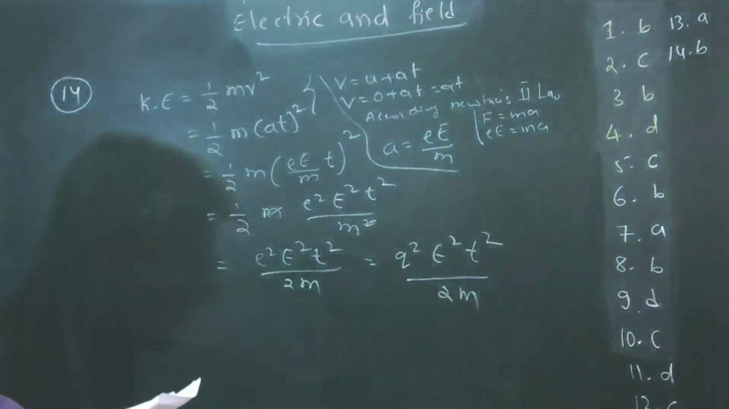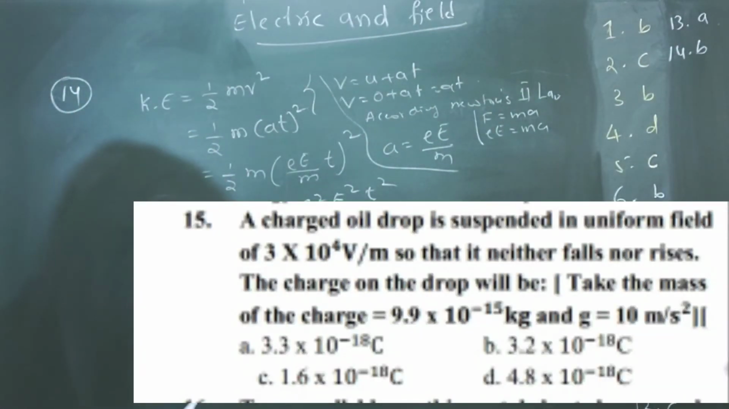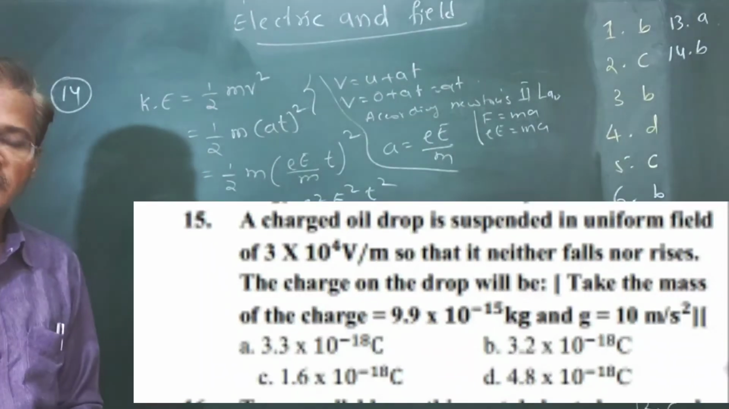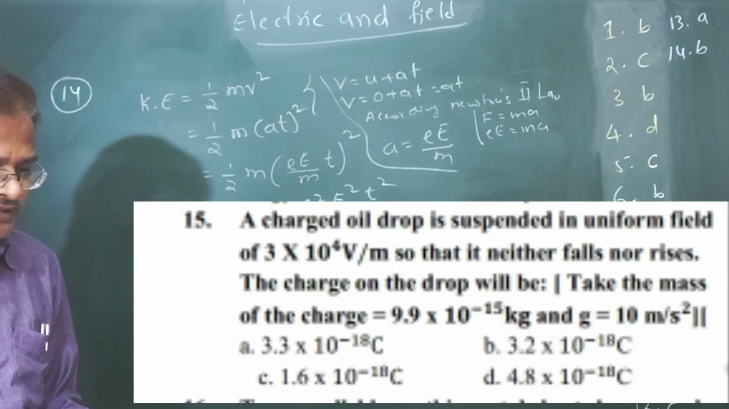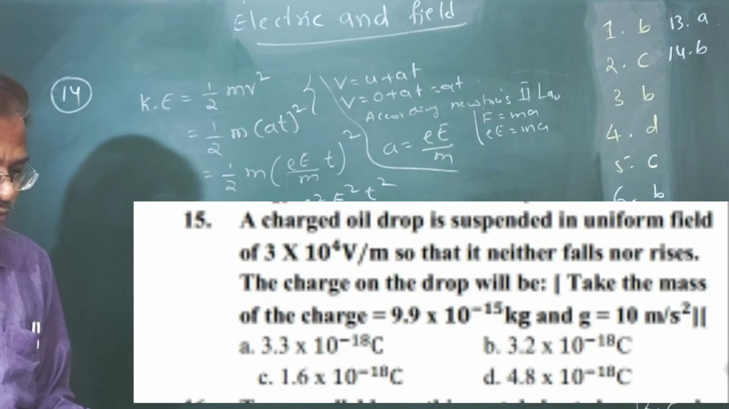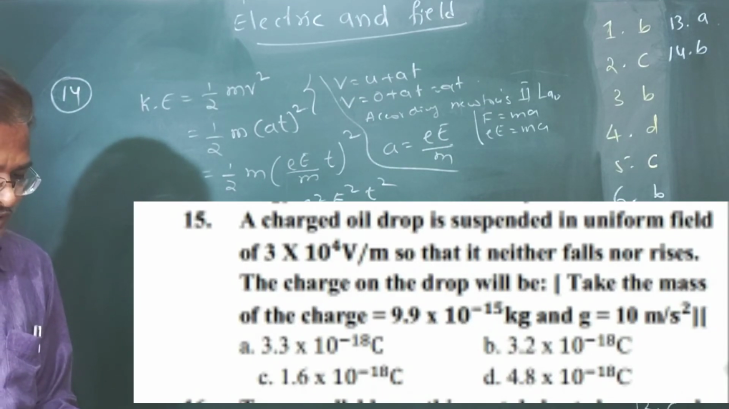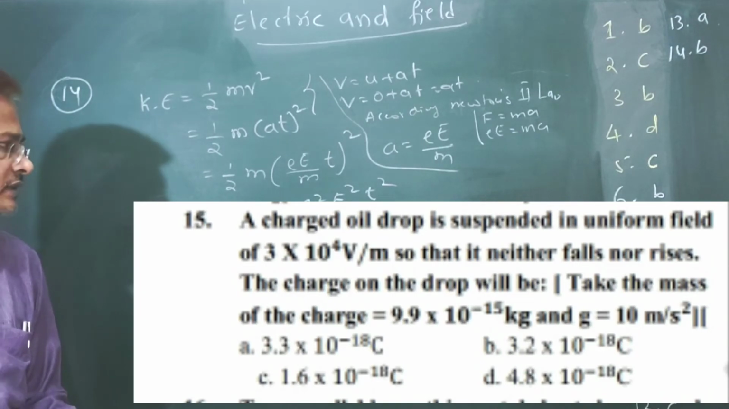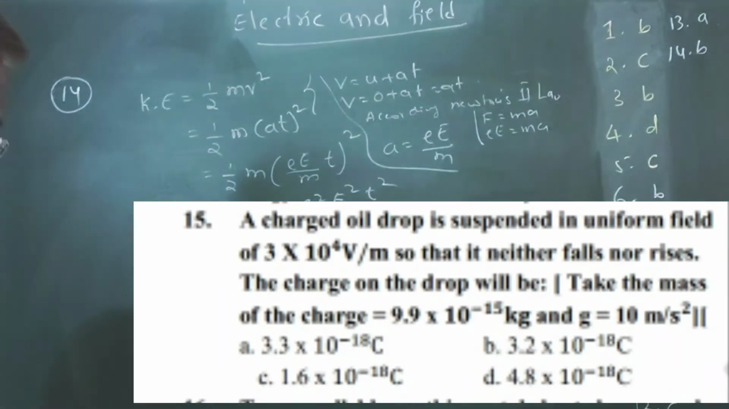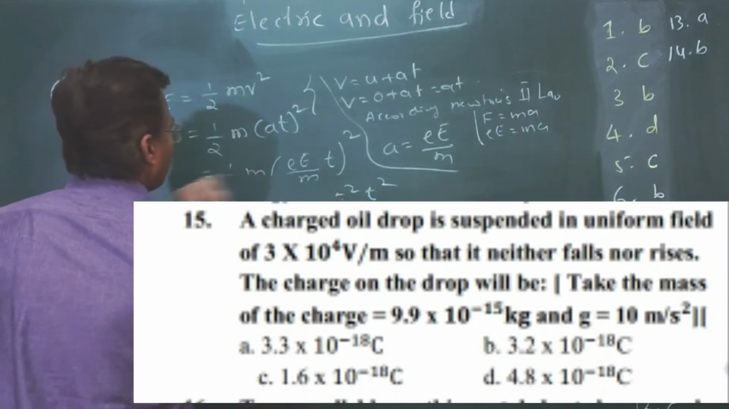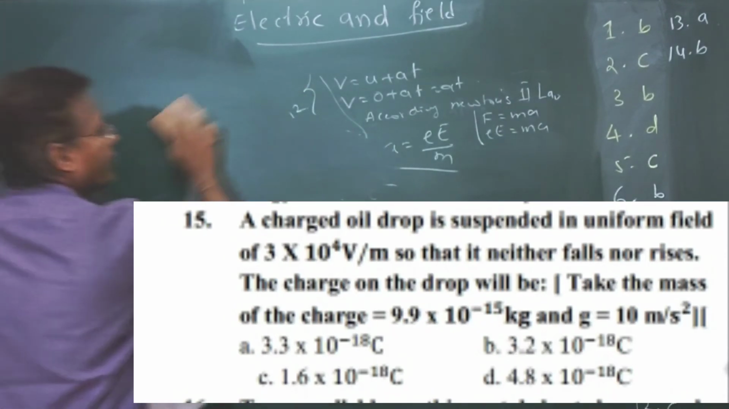Okay, now next, the 15th one. A charged oil drop is suspended in a uniform field of 3 into 10 to the power of 4 volt per meter, so that it neither falls nor rises. The charge on the drop will be, take the mass of the charge 9.9 into 10 to the power of minus 15 kg and g equal to 10 meter per second square, the acceleration due to gravity.